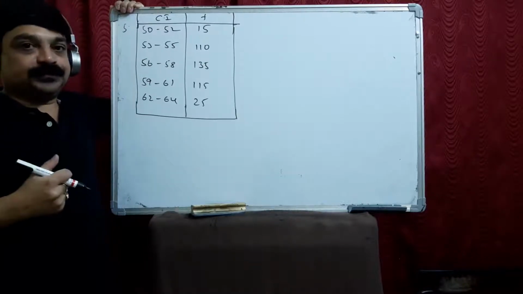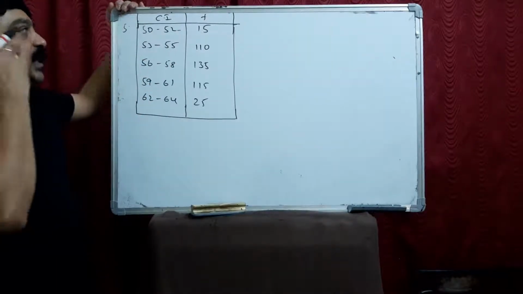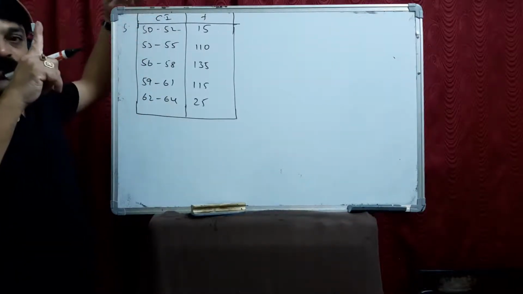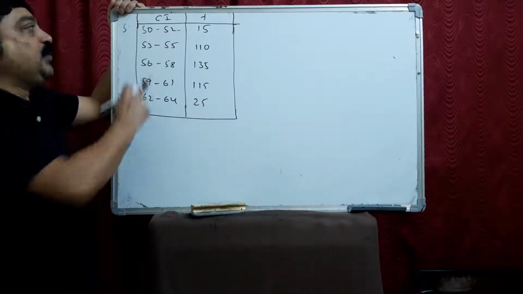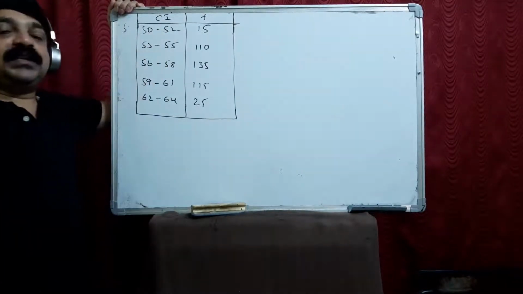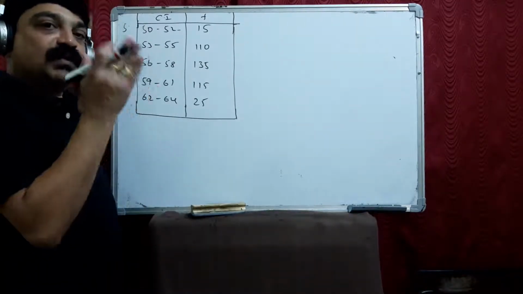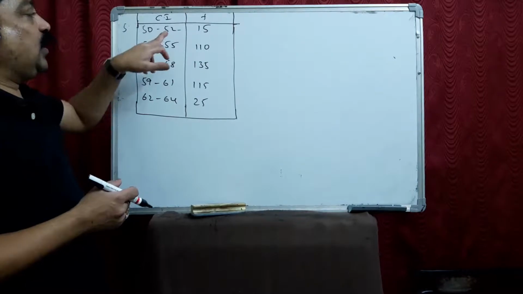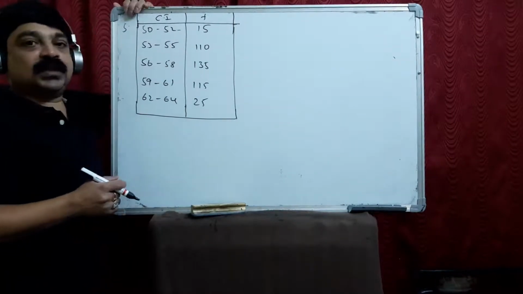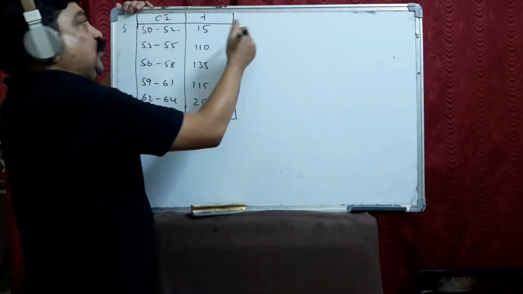So what is to be done? What is the difference you observe here? The difference I observe from this to this is 1. So if the difference is 1, we make these two equal. How to make these two equal? We take half of it, 0.5, and distribute that half to both the lower limit and the upper limit. How? We subtract 0.5 from the lower limit and add 0.5 to the upper limit. I'll show you how it happens.